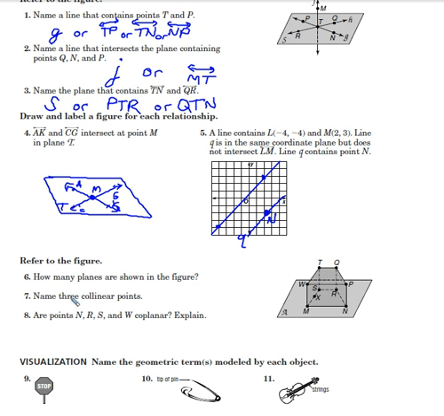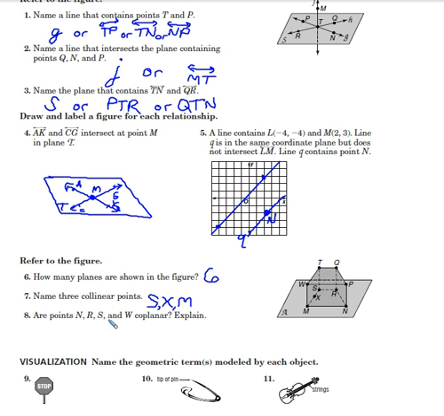All right, numbers 6, 7, and 8, referring to this plane here, we have a 3-dimensional box-like figure on top of a plane. How many planes are shown in the figure? Well, that would be 6. You might think 7, but this bottom plane here that has S, X, and R is not counted twice. Name 3 collinear points. The only points that happens is S, X, and M.